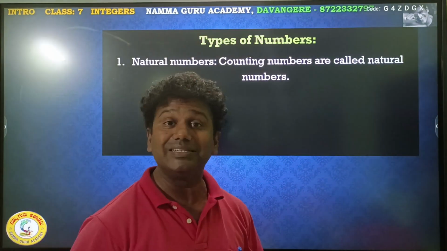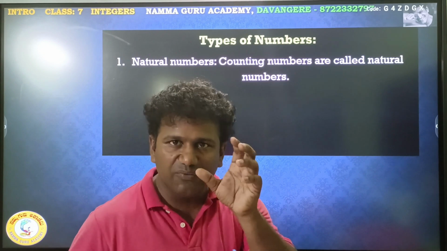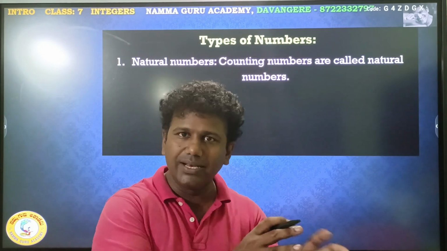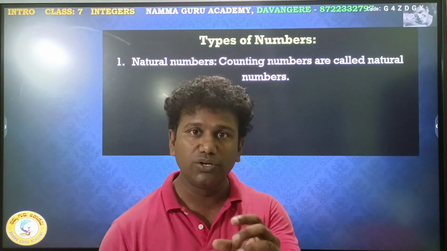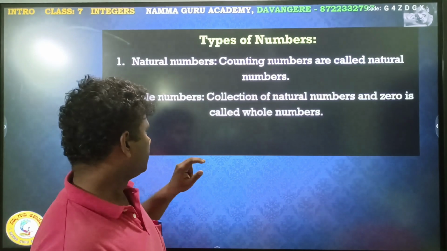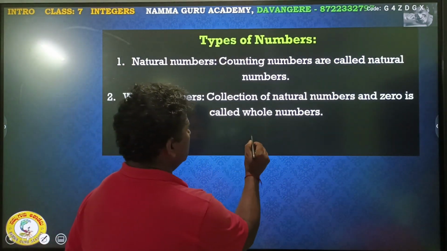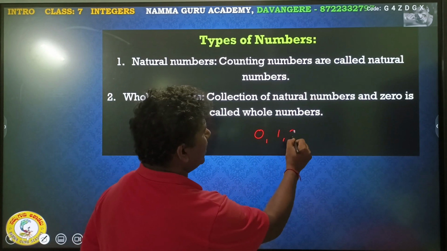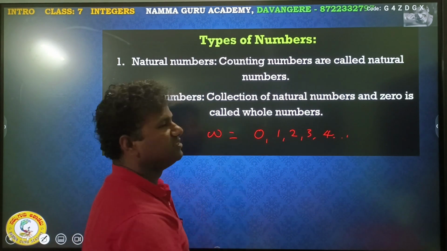And then what is the second type of number? Whole numbers. Along with natural numbers, that is along with counting numbers, if we have 0, the collection of 0 and all the natural numbers is known as whole numbers. How can we write it? We can write whole numbers as 0, 1, 2, 3, 4, and so on.